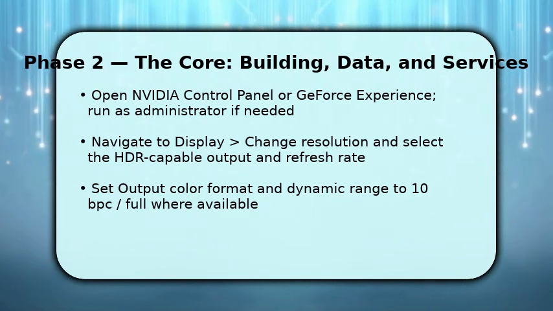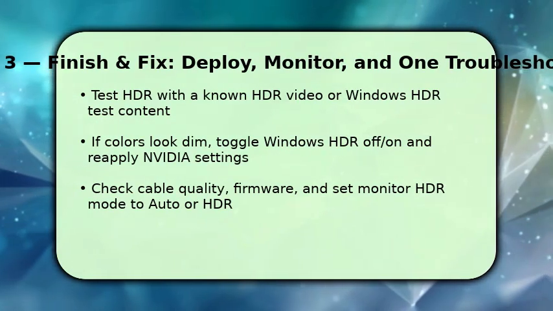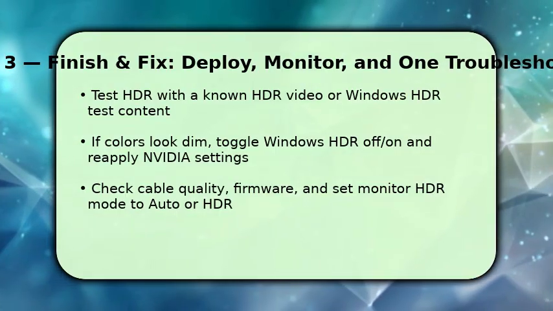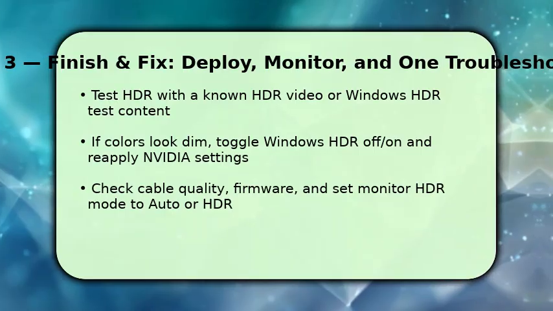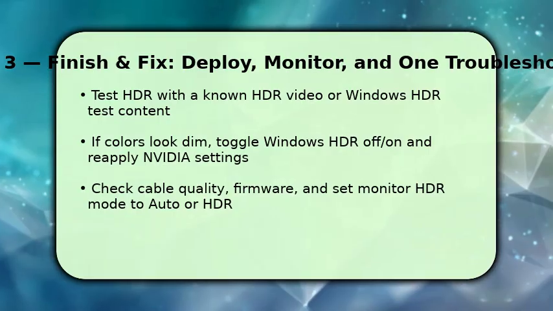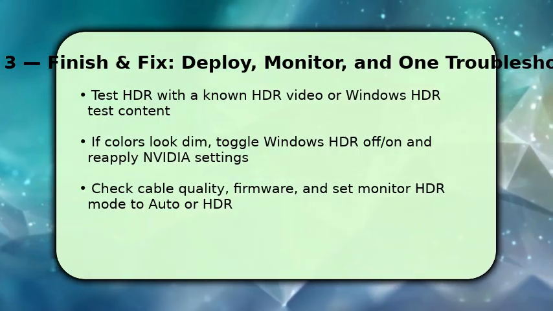You finish by testing with HDR content. Play a verified HDR video or use Windows test patterns to confirm brightness and color. If the image appears dim or washed out, toggle Windows HDR off and on, then reapply Nvidia settings. This forces a recalibration handshake.